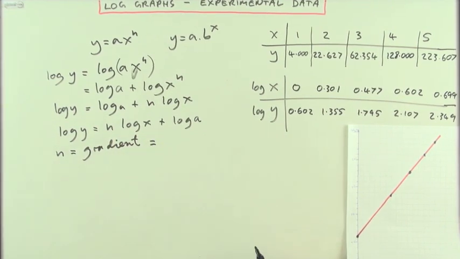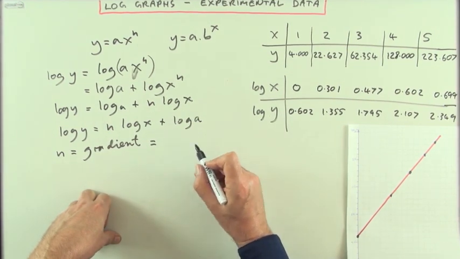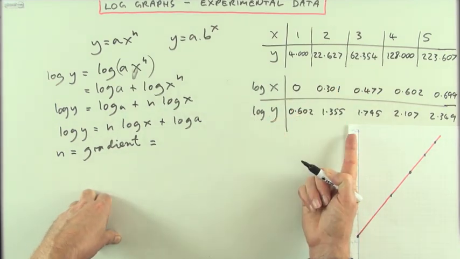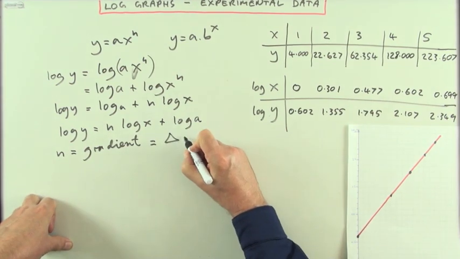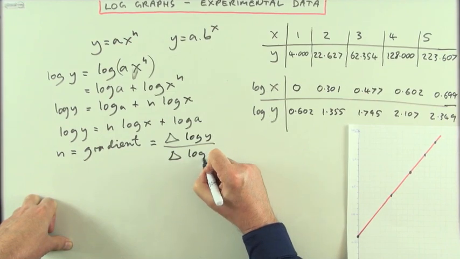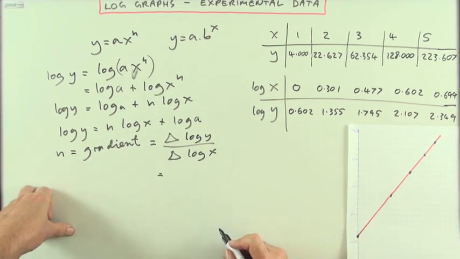And you'll get the gradient just by taking the difference between any 2 points. So gradient, difference in any 2. So that's going to be the difference in the y's over the difference in the x's. But of course that's the difference in the logs of y over the difference in the logs of x's. I could say this, it's the difference in log y over the difference in log x, just to save writing log y2 minus log y1, etc.